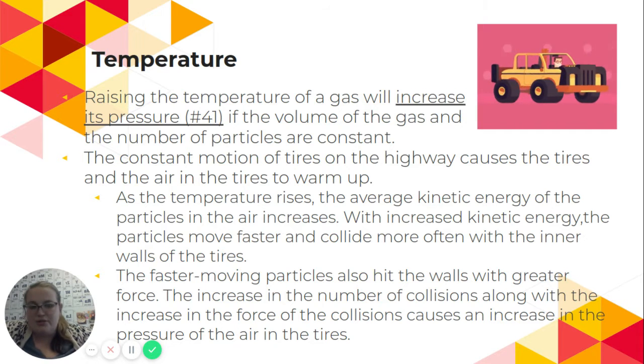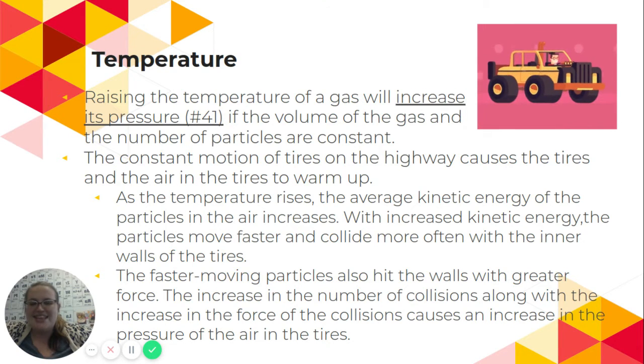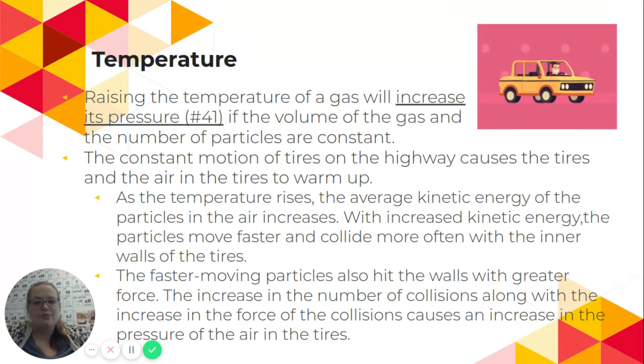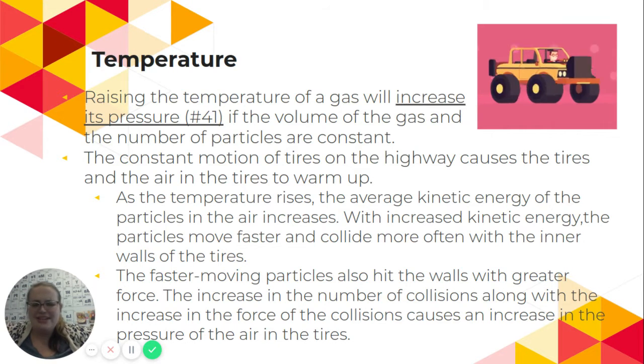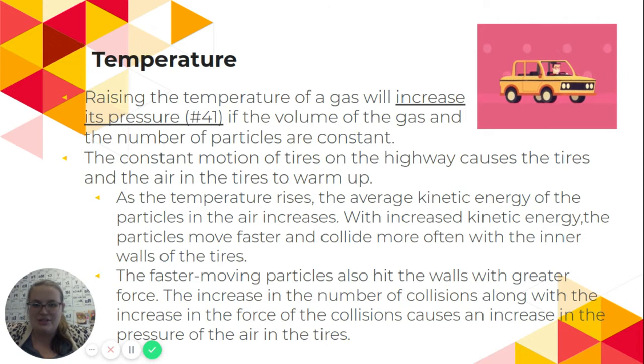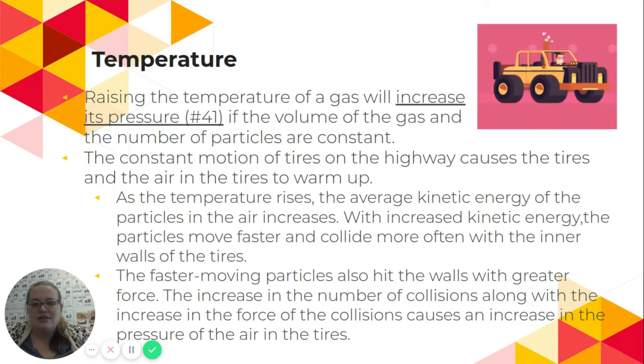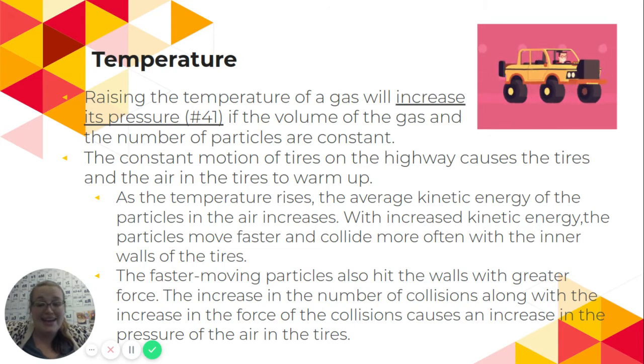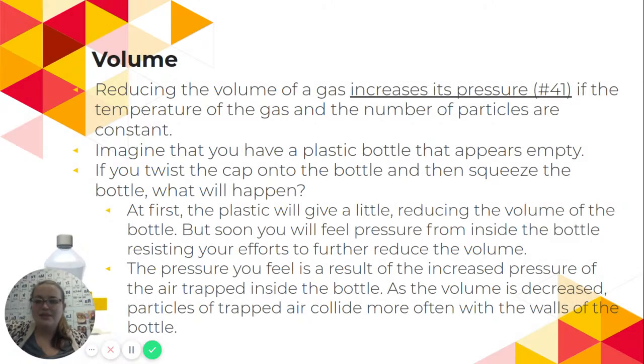The faster moving particles also hit the walls with greater force. The increase in the number of collisions along with the increase in the force of the collision causes an increase in the pressure of the air in the tires. So raising the temperature, keeping the volume and number of particles constant, is going to increase the pressure. So for volume, reducing the volume of the gas, if the temperature of the gas and the number of particles are constant, also increases the pressure.